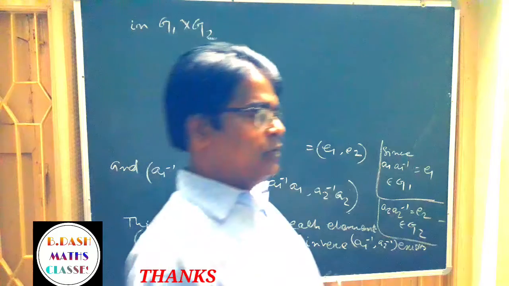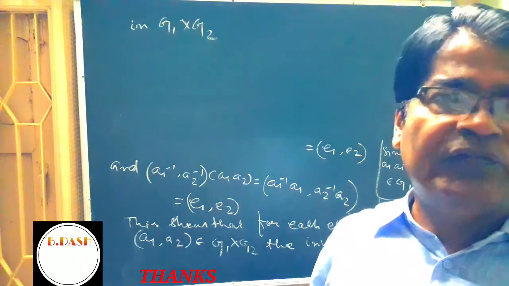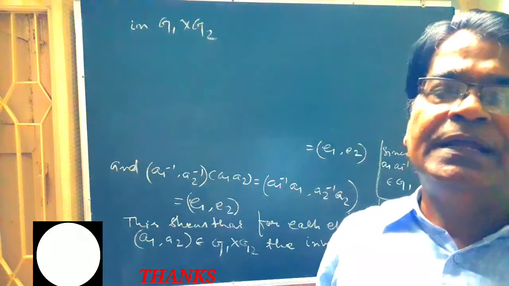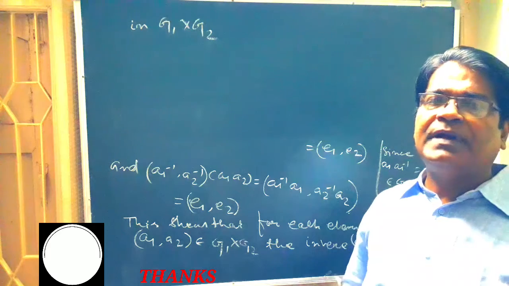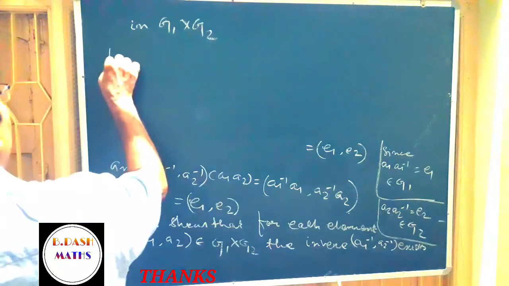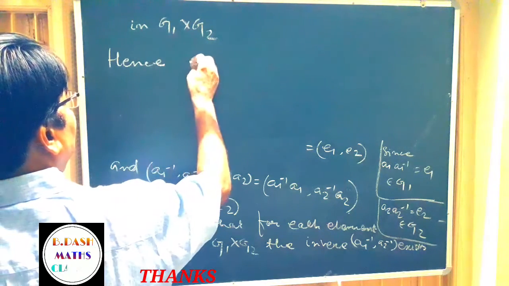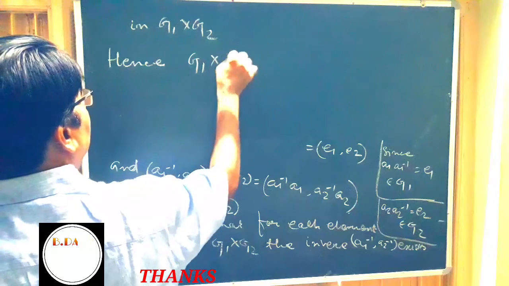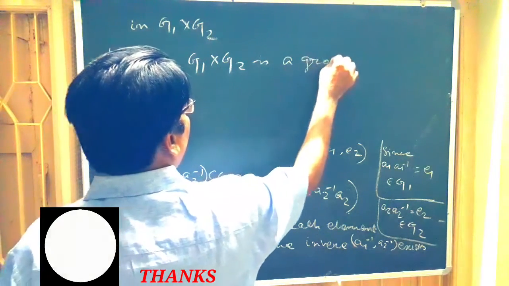So we have verified the closure axiom, the associative axiom, the identity axiom, and also the inverse axiom. Hence, G1 cross G2 is a group.